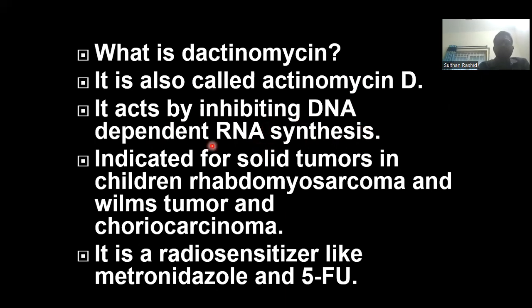Where is it given? Like Vincristine, it is used in solid tumors in children. So remember Vincristine here. Among solid tumors in children, we have rhabdomyosarcoma, a malignant tumor arising from skeletal muscles, and Wilms tumor and choriocarcinoma. Choriocarcinoma is a carcinoma arising from the placenta. Remember that. In these three conditions, we are using dactinomycin.